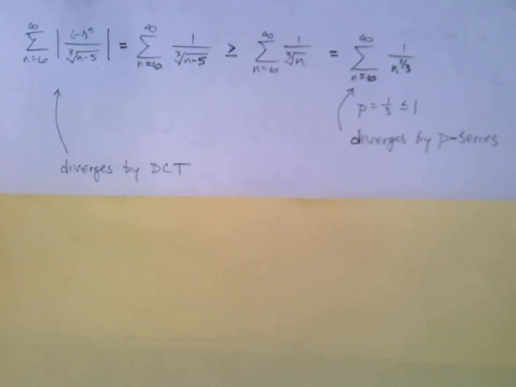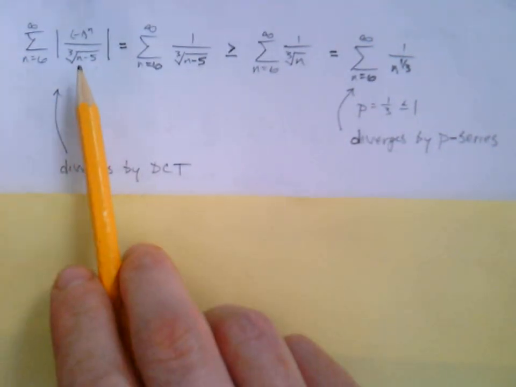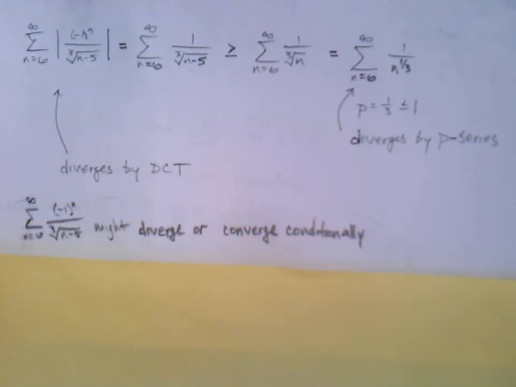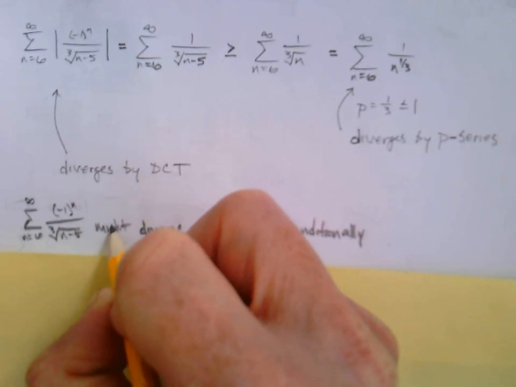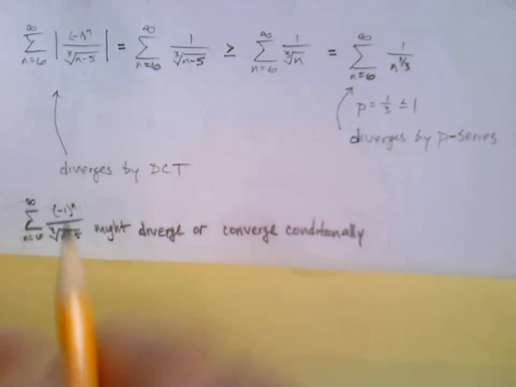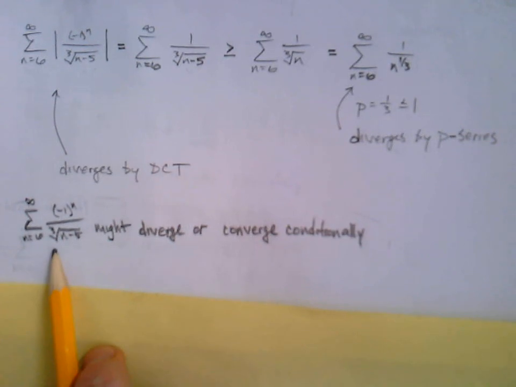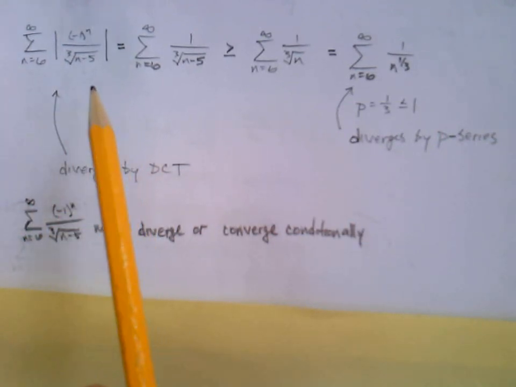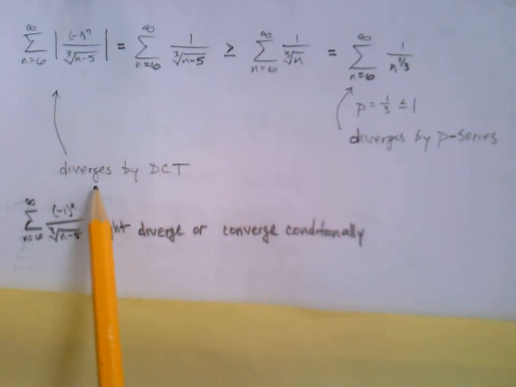But let's see. What does that mean for the answer to the whole thing? So if taking the absolute value diverges, oh boy, you know what? We don't have an answer yet. So here's what I've written, not really a step so much as just the thinking. The original series that we're looking at might simply diverge or it might converge conditionally. It definitely does not converge absolutely, because when we took the absolute value, it diverged.